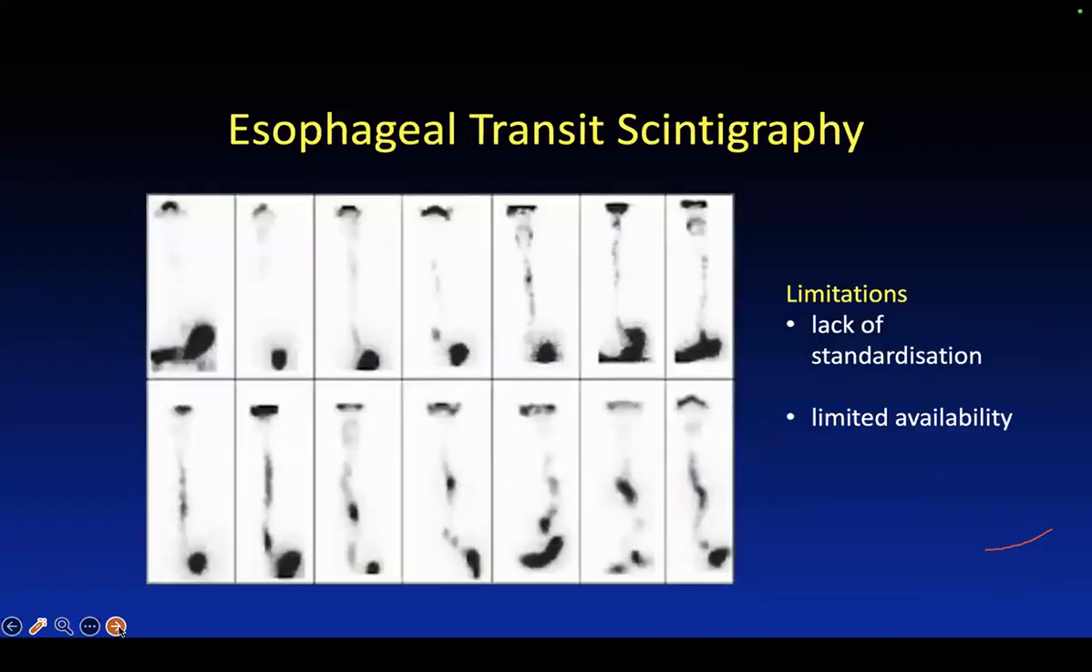And you also have an esophageal transit scintigraphy, which is just like a gastric scintigraphy. But the problem in an esophageal transit study is that there is a significant lack of standardization as of now, and the availability is also extremely limited as of now, right?